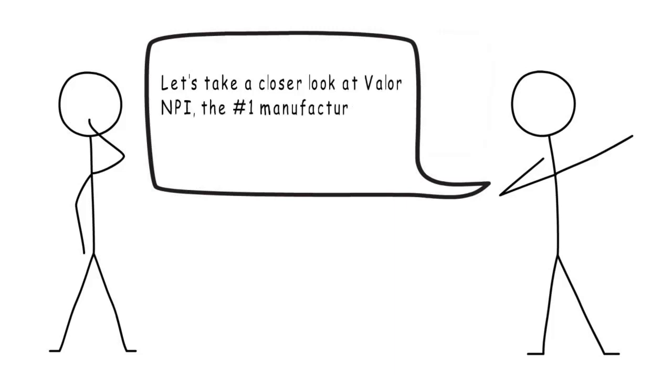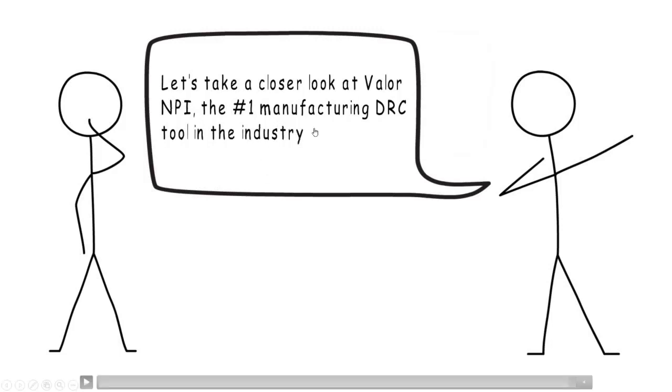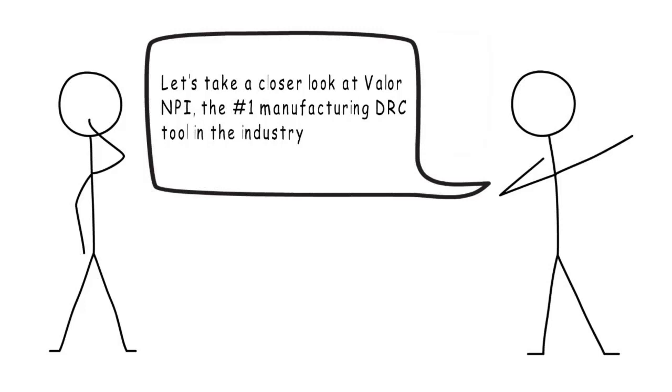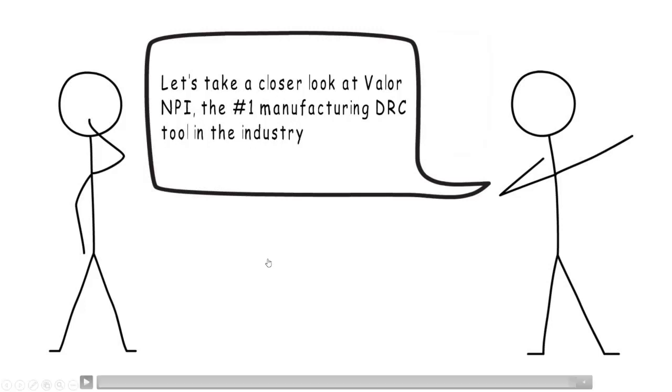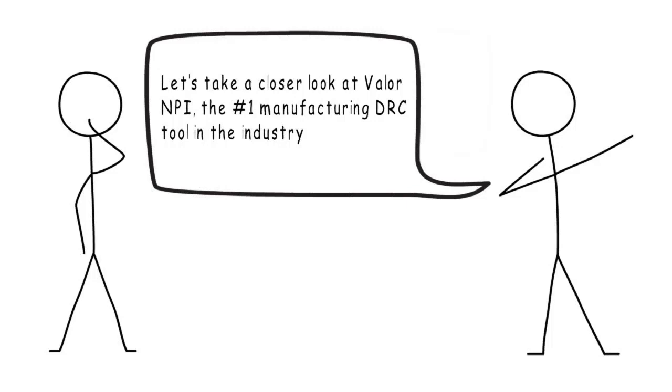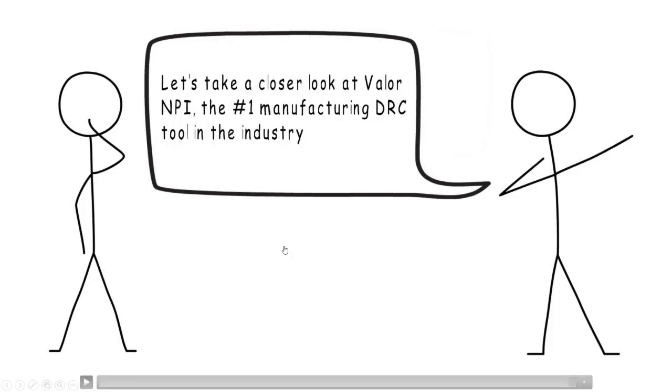All right, so let's take a closer look at the Valor MPI tool, the #1 manufacturing DRC tool in the industry. Mentor owns about 85 to 87% of the market for this class of tool. It's used by almost every fabricator in the world, and even every major contract manufacturer that you're going to be working with has Valor for doing verifications just for these purposes.